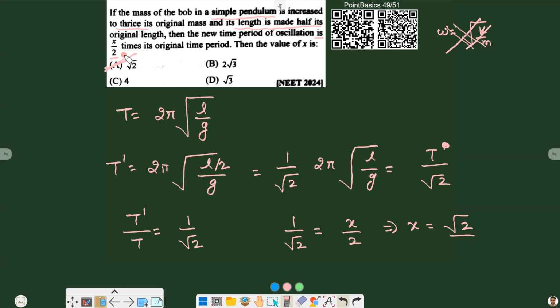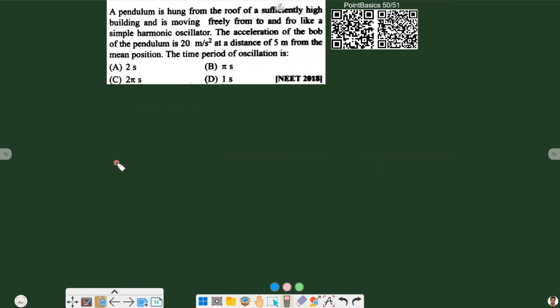So you have to distinguish between a simple pendulum and SHM with spring and mass. For mass and spring, the time period is equal to 2 pi under root m by k. For a spring mass system, the time period depends upon mass, but for a pendulum system, the time period only depends upon length from the top position to the center of mass. Now moving to the next question.